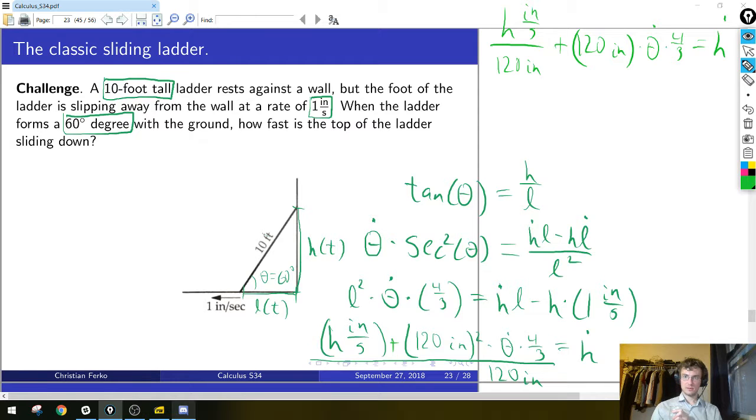Okay, there we go. Are you happy? Does it seem copacetic so far? This is all clear. Good, okay. So the only thing we don't know now is theta dot. So what should I do to determine theta dot given the quantities at the time in question?